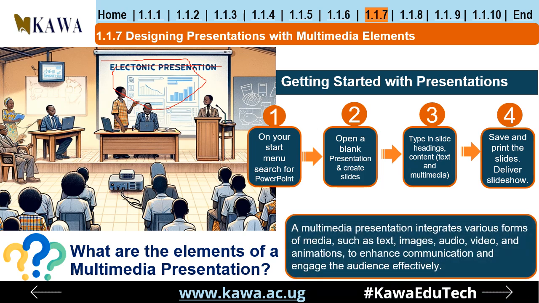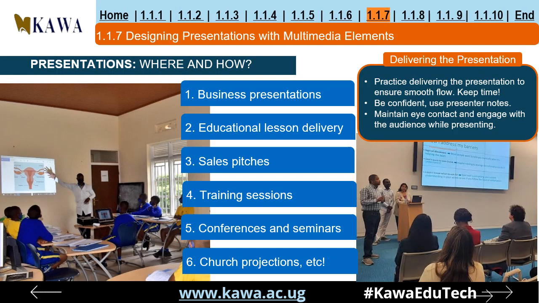So a multimedia presentation integrates various forms of media, such as text, like the way you see text here. It includes images, like you see images there. It includes audio. You can do a recording of what you have done. You can also bring the voice from out. It also has video. You can have videos playing with your PowerPoint, animations, and enhance communication and engage the audience effectively. People can enjoy learning, like the way I'm creating this video, which is designed in PowerPoint.